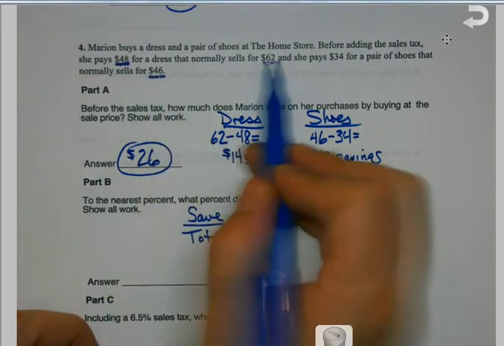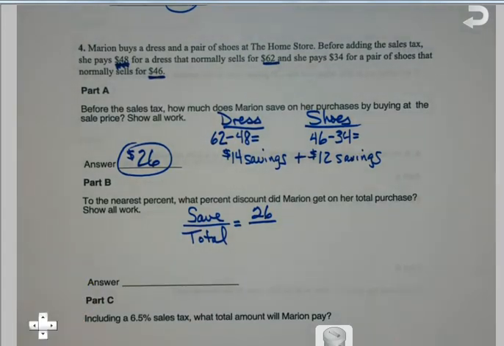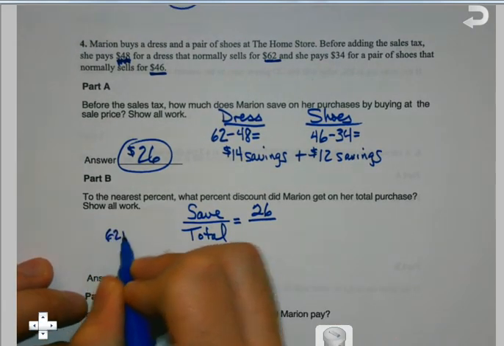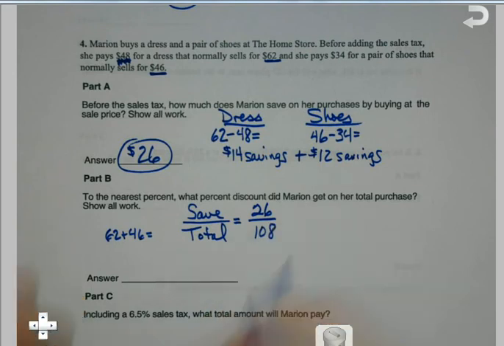Oops, wrong one. Ignore that underline. So normally, this would have cost her 62 plus 46. So total, she would have spent 62 and 46. So she would have spent 108.